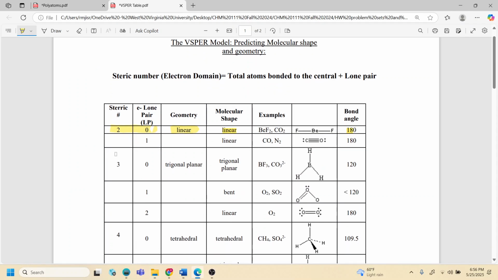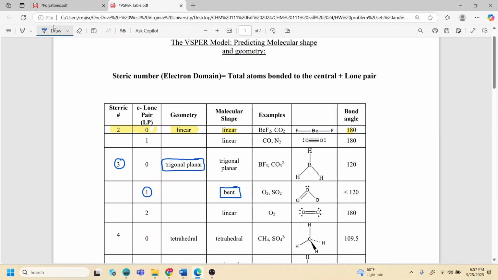And the steric number of 3 and the lone pair of 1. So here's what you have. A steric number of 3 and the lone pair of 1. So your geometry is trigonal planar. This is your geometry in there. And then your shape for the 1 is going to be bent. This is going to be the shape.